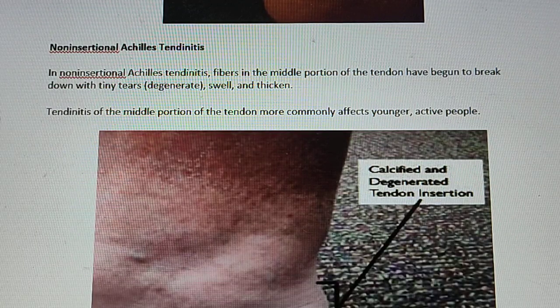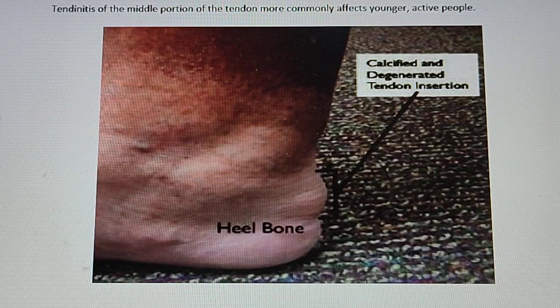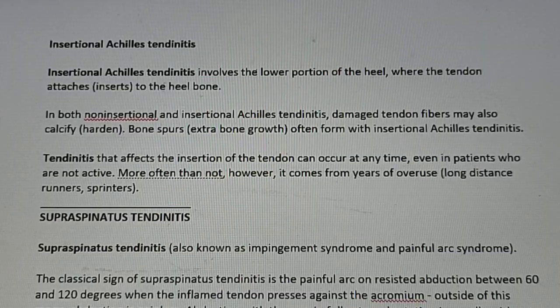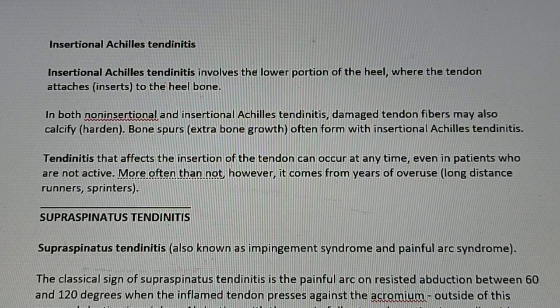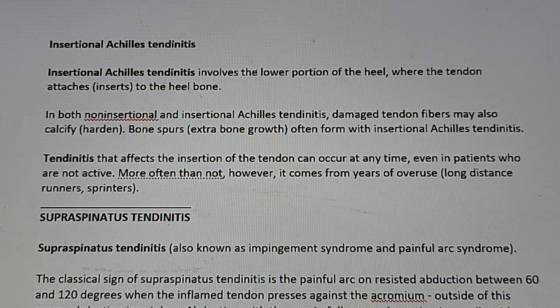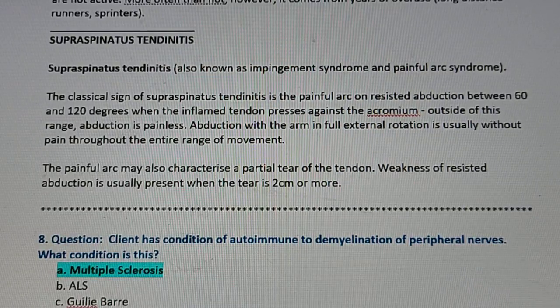So there is other information here about the Achilles tendinitis. Just take a look at it. Here you go, another picture of the Achilles tendon, calcified and degenerated tendon insertion. There is other information for the Achilles tendinitis. Just take a look at it. Then you go to the supraspinatus tendinitis. The information about this, just read on this.